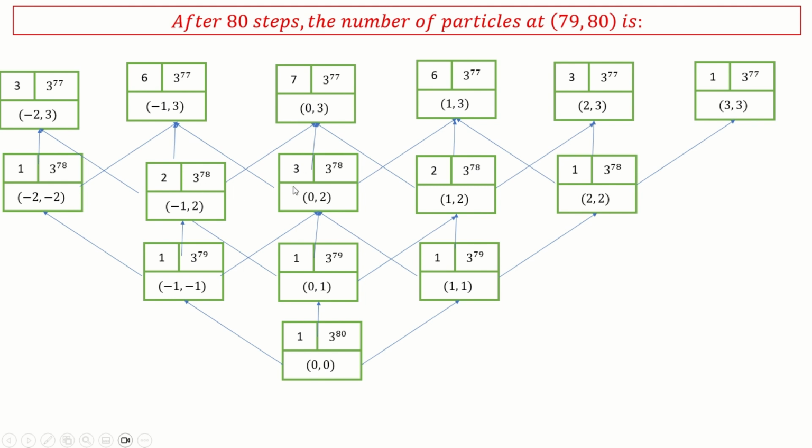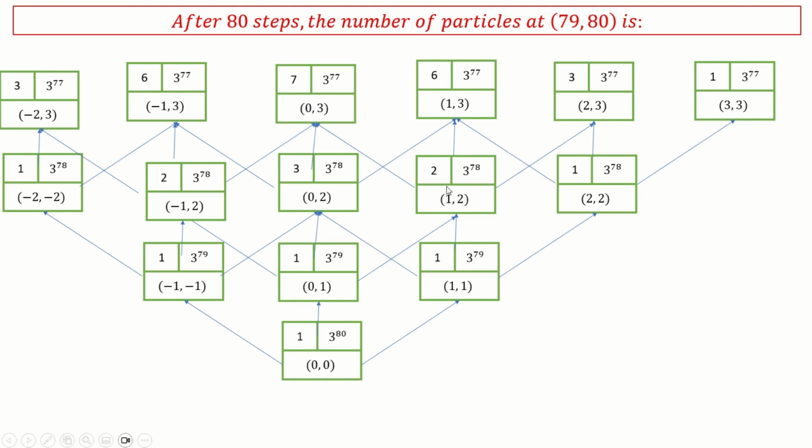Similarly, here you will get 2 plus 3 plus 2. That is 7 into 3 to the power of 77. Here, 3 plus 2 plus 1, which is 6 times 3 to the power of 77. And here, 2 plus 1, that is 3 times 3 to the power of 77, which is at 2 comma 3. This is what we are interested in.